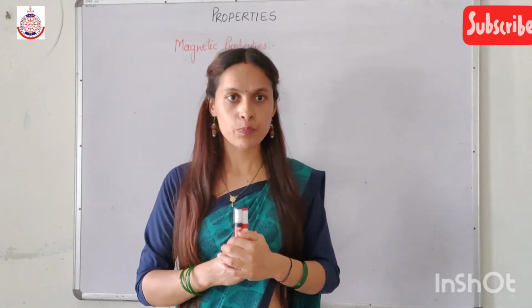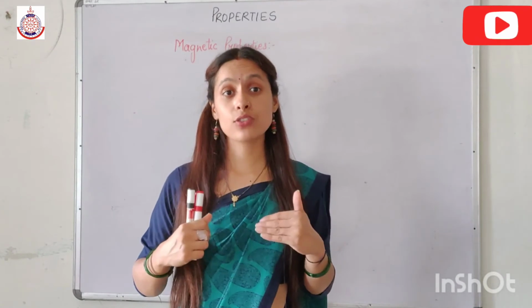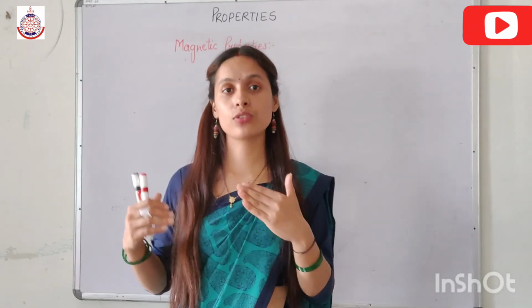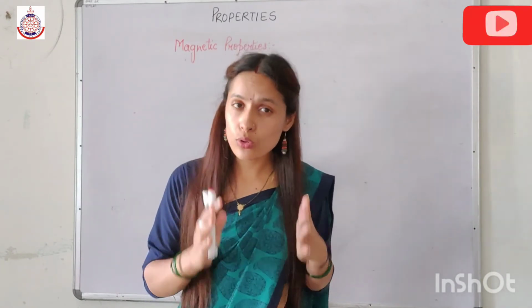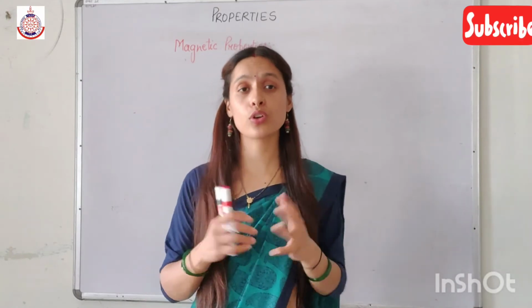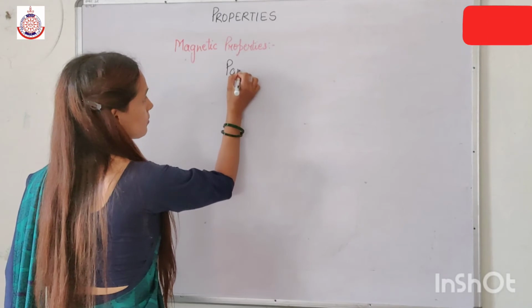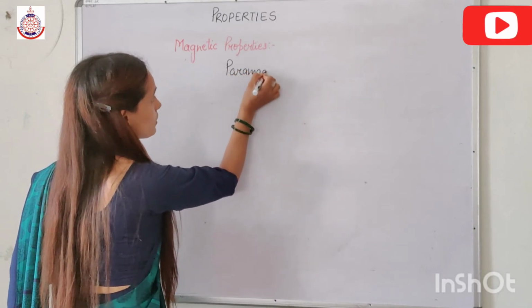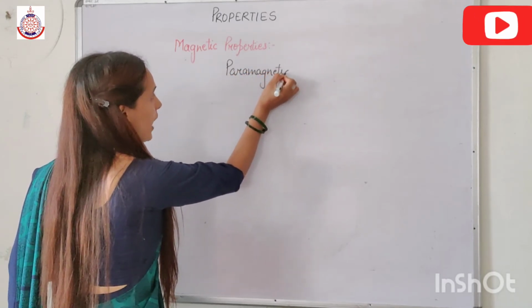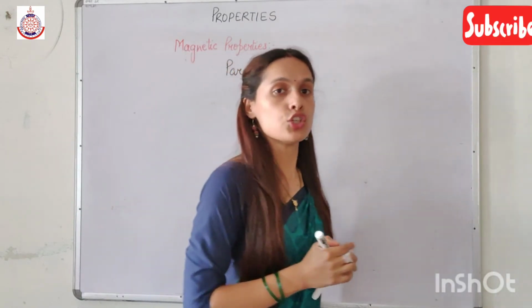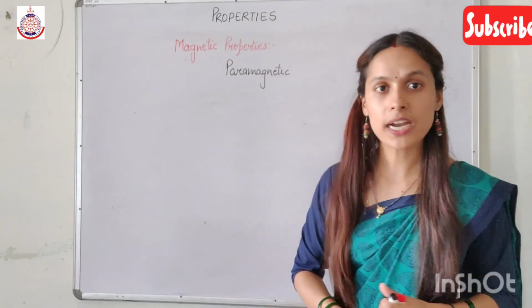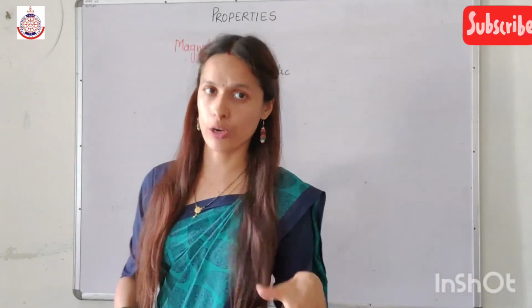external magnetic field. Now, due to the presence of unpaired electrons in the d orbital, most of the transition elements show paramagnetic nature. Why do they show paramagnetic nature? Due to the presence of unpaired electrons in the d orbital.